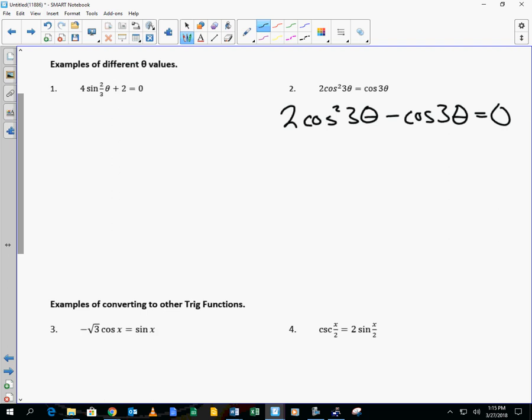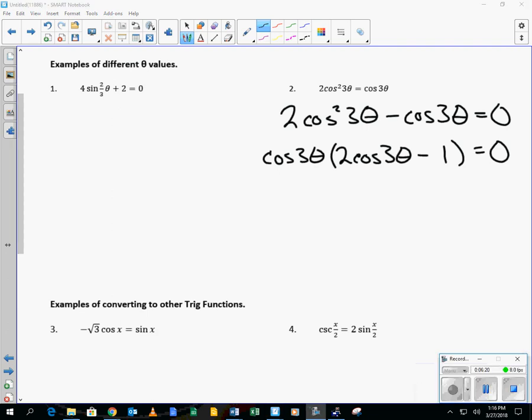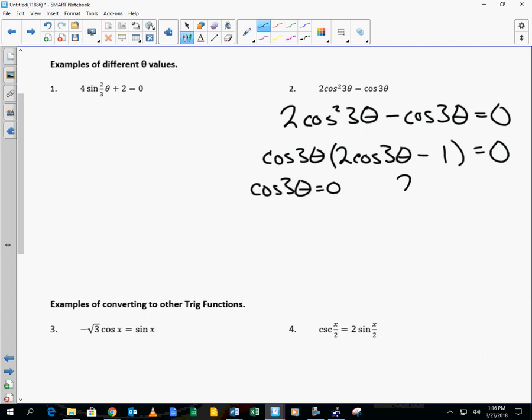Now, instead of dividing, I will factor. I'll take out a cosine of 3 theta, and I'm left with 2 cosine of 3 theta minus 1. Okay, so I set these two equations equal to 0. Cosine of 3 theta is equal to 0. And 2 cosine of 3 theta minus 1 is equal to 0. So let's focus on the first one. Cosine of 3 theta is equal to 0.